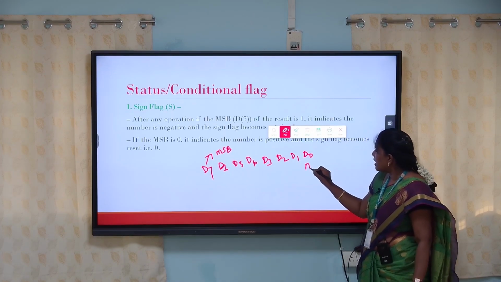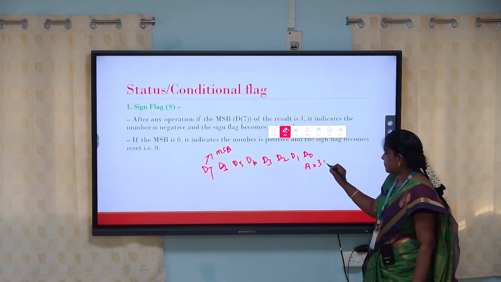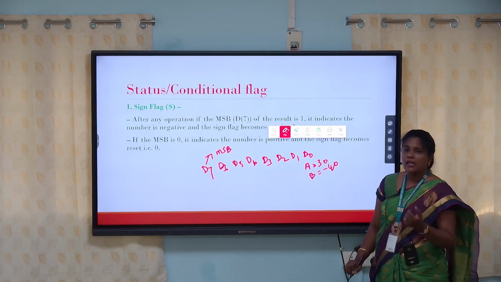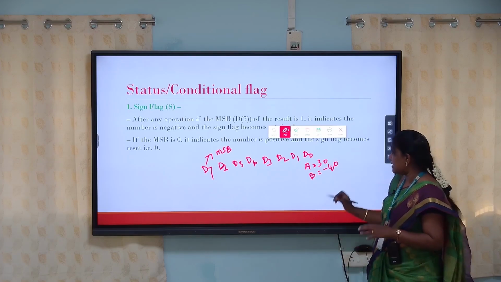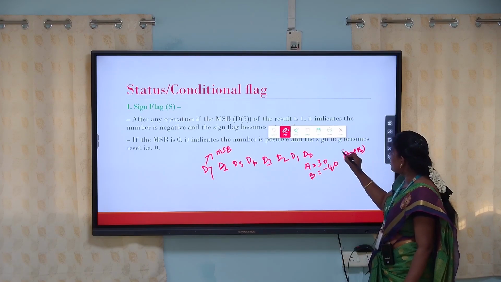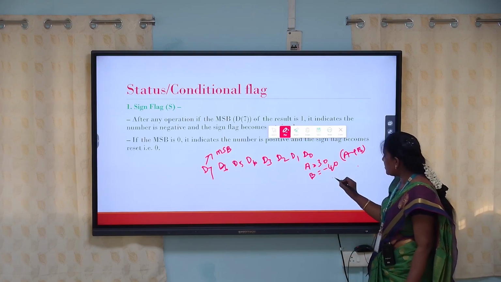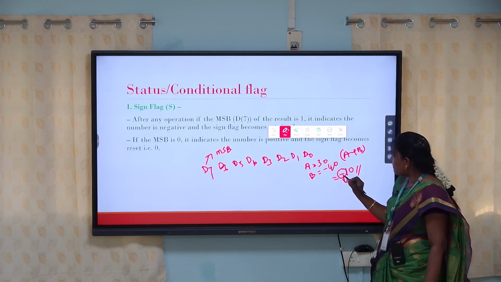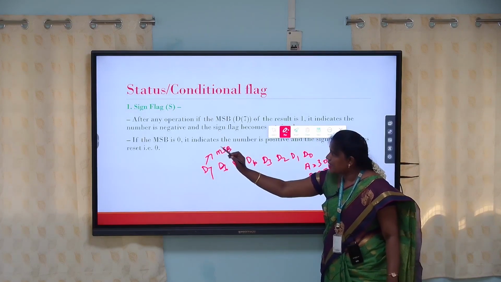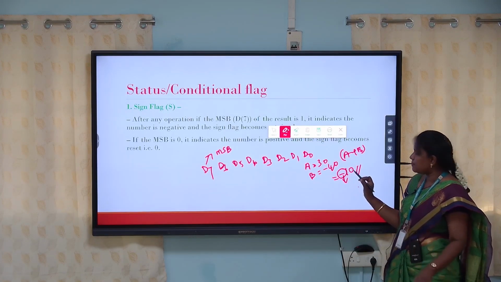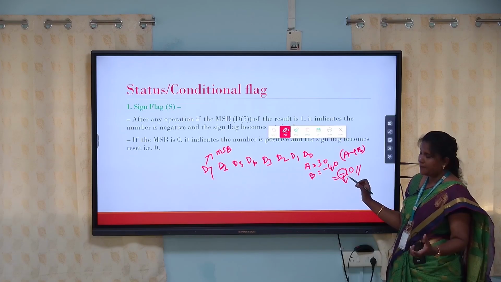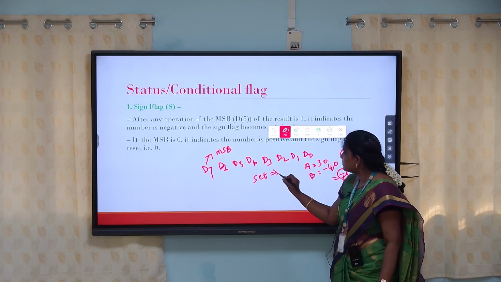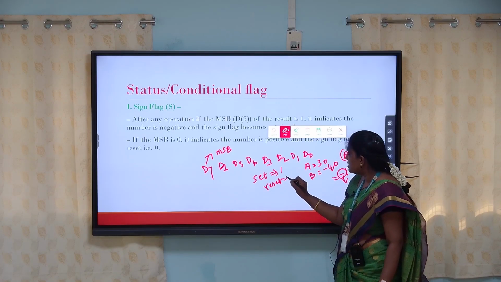For example, A is equal to 30 and B is equal to minus 40. If you are performing the addition operation, let's see A plus B, what will be the result? Minus 10. So here the minus is the sign. Whenever we receive the result as a negative number, then the sign flag is set to 1. Set means 1 and reset means 0.